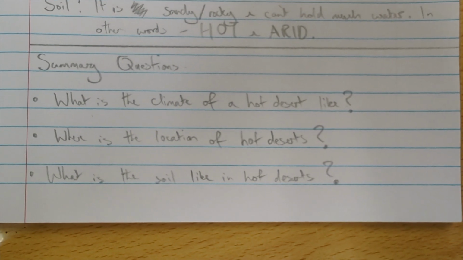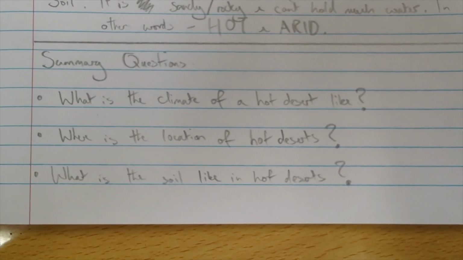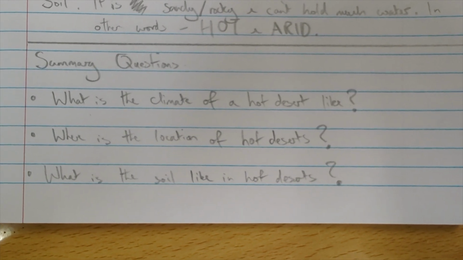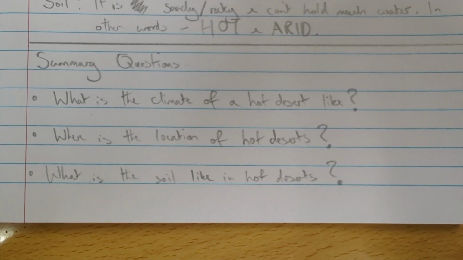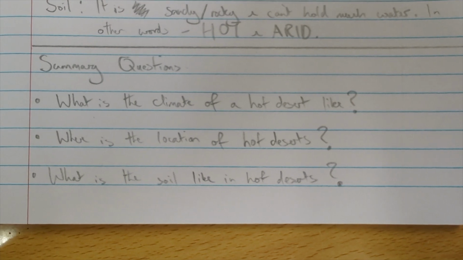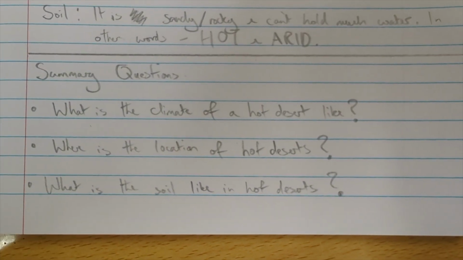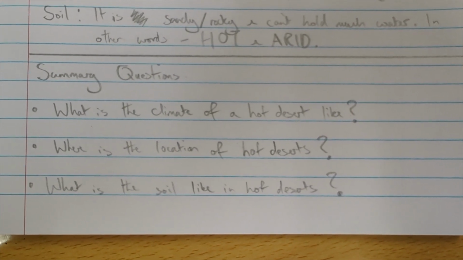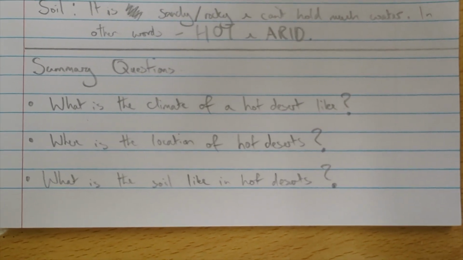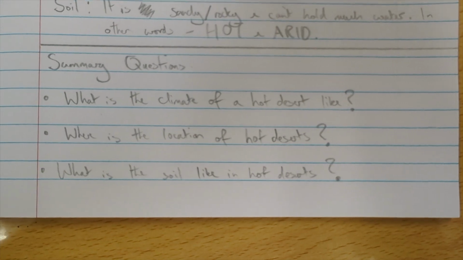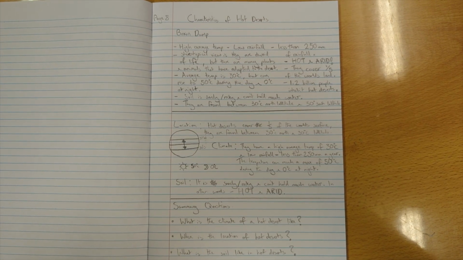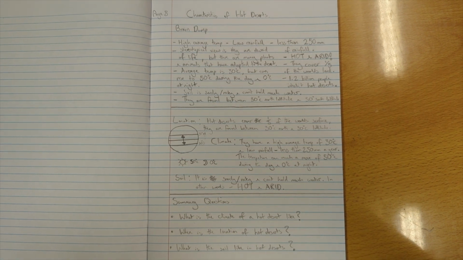For example, at the bottom of these notes, written for hot deserts, one of the top facts would be about climate. The climate of a hot desert is dry, with less than 250 millimeters of rainfall each year. The temperature can range from 40 degrees during the day to below zero at night. So, if I need to remember this fact, my question would simply be, what is the climate of a hot desert like? Then, when I come back to my notes, I see if I can remember the answer to these questions before reading back over my notes.